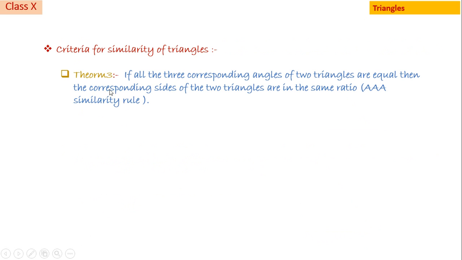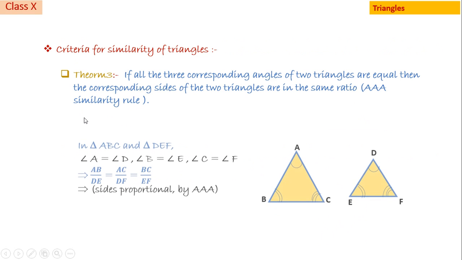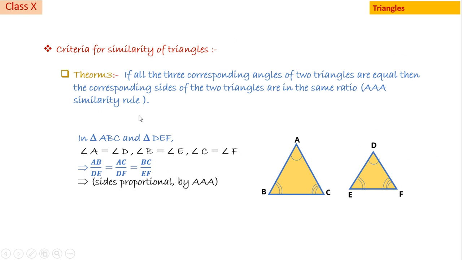Theorem 3. If all the 3 corresponding angles of two triangles are equal, then the corresponding sides of the two triangles are in the same ratio. And this rule is known as the angle similarity rule of triangles. Consider triangle ABC and triangle DEF. It is given that angle A is equal to angle D, angle B is equal to angle E and angle C equal to angle F. So it implies that their corresponding sides are proportional.